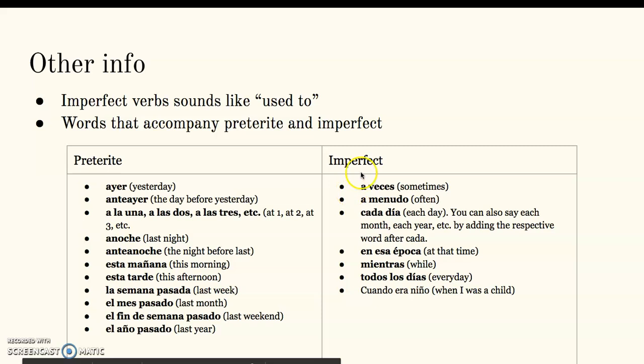Then the imperfect words would be a veces, which is sometimes, a menudo, often, cada día, each day, and this would be anything like each, whatever. So you can replace the word día with any word following cada. So it could be like cada año, cada whatever. En esa época, at that time, mientras, while, todos los días, every day, and cuando era niño, when I was a child or when I was a kid.